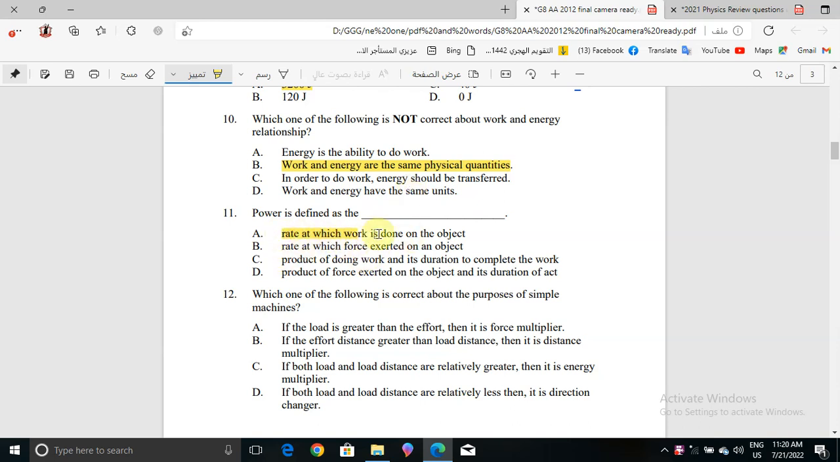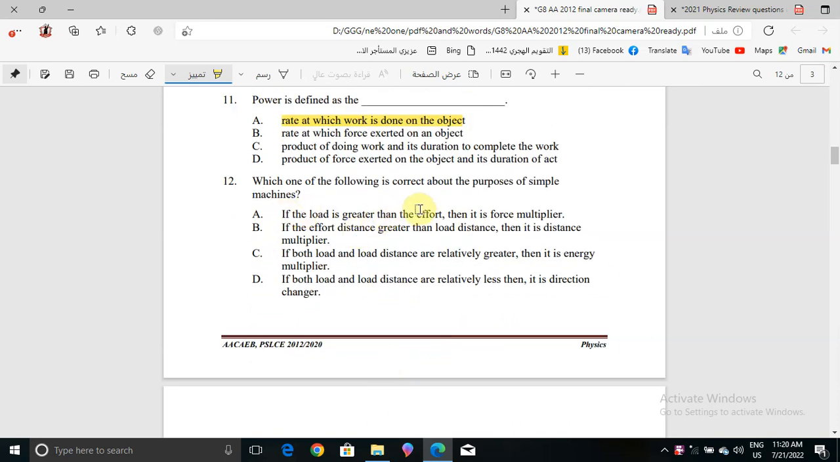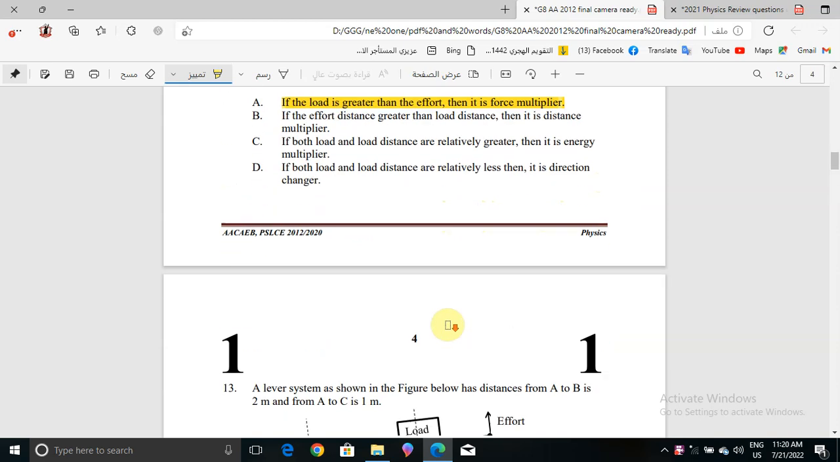Now question number 12, which one of the following is correct about the purposes of simple machines? If the load is greater than the effort, then it is a force multiplier. Yes, this one is the correct one for question number 12. Okay, now let's go to question number 13.